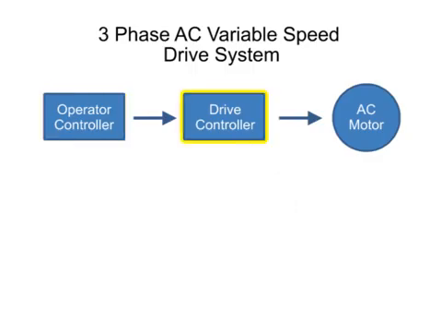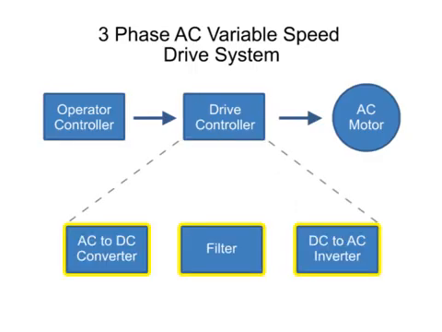An operator control device provides a means to start and stop the motor and adjust the operating speed. The drive controller consists of a variety of components that work together to convert an AC input into a frequency and voltage output necessary to change the speed of an AC motor. Let's look more closely at the components of the drive controller.